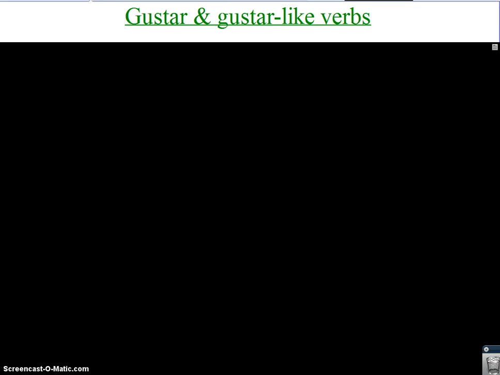Alright guys, it's important that I make sure that you understand gustar and verbs that work like gustar. So I'm going to show you a diagram that will help you understand it, and if it doesn't, we'll go over it in class. But what I need you to do is turn your paper to the side. You need to start on a completely blank piece of paper and you need to turn it to the side.